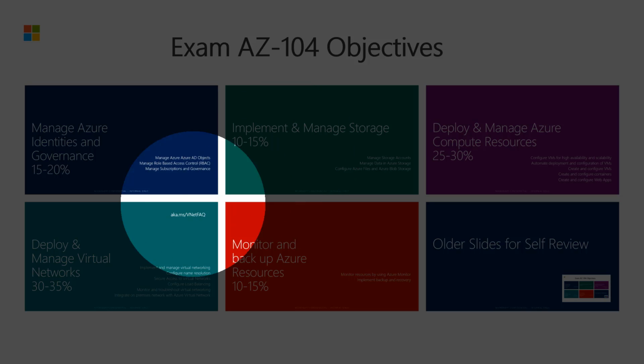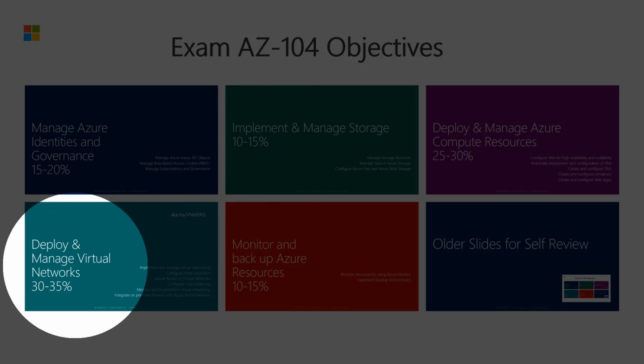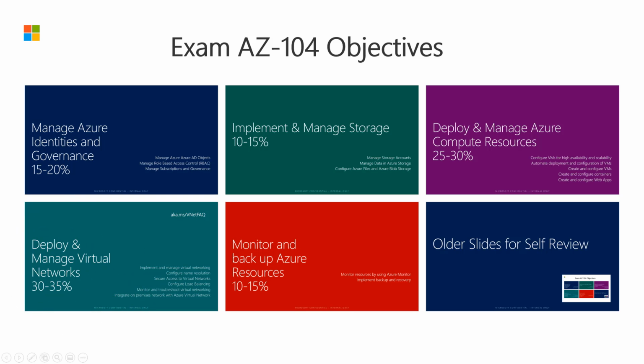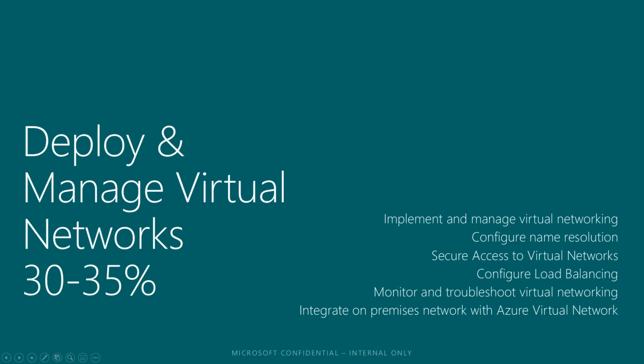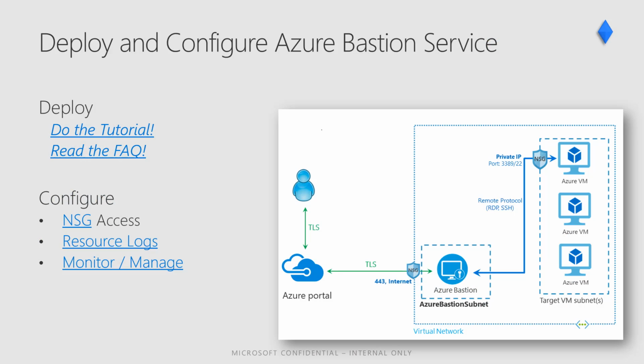Next up, let's take a look at deploy and manage virtual networks. Azure Bastion is a service you deploy that lets you connect to a virtual machine using your browser and the Azure portal. The Azure Bastion service is a fully platform-managed PaaS service that lets you provision inside your virtual machine. It provides secure and seamless RDP SSH connectivity to your virtual machines directly from the Azure portal over TLS.